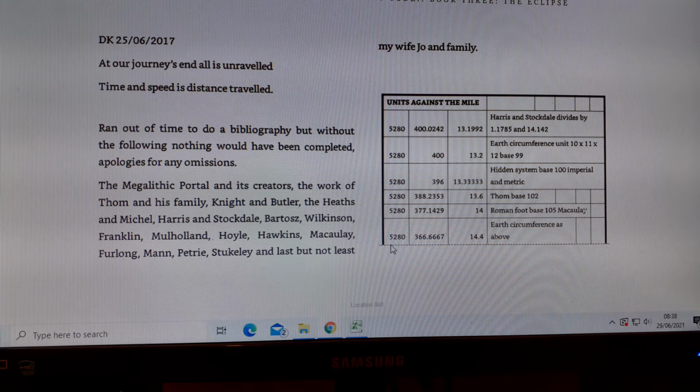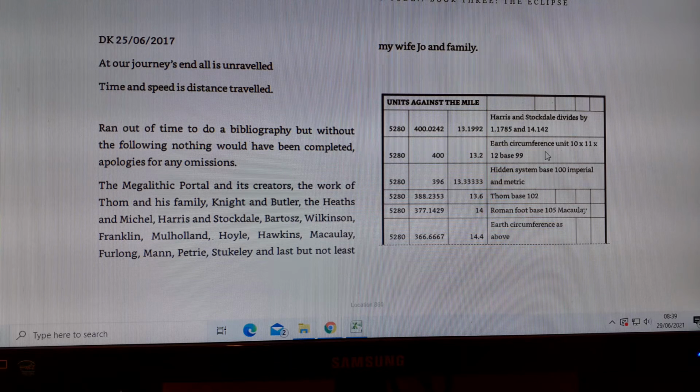The next one is dividing 5280 by 366.6667 days. That's an eclipse year. And that gives 14.4 when divided against 5280. And it's the Earth's circumference as above, that's here. So when we multiply that by 360, we get 132.